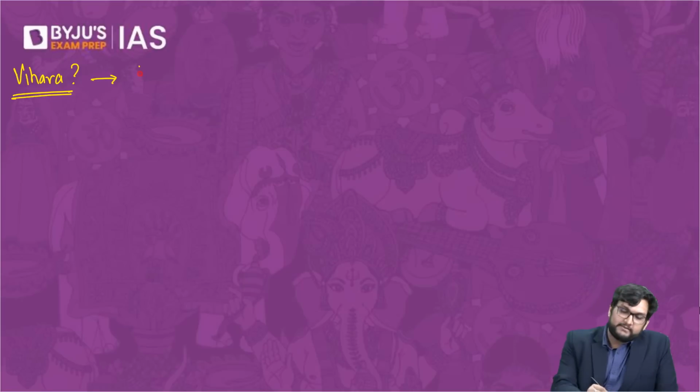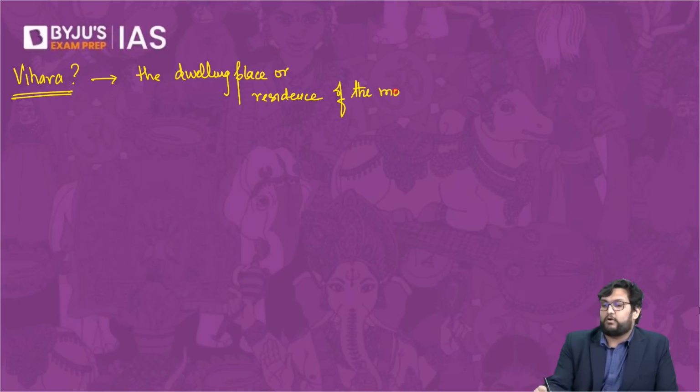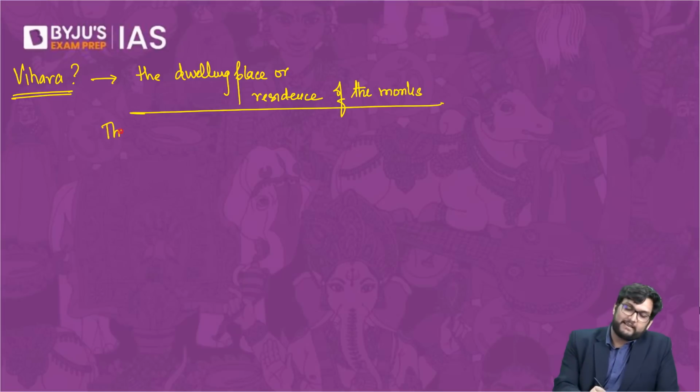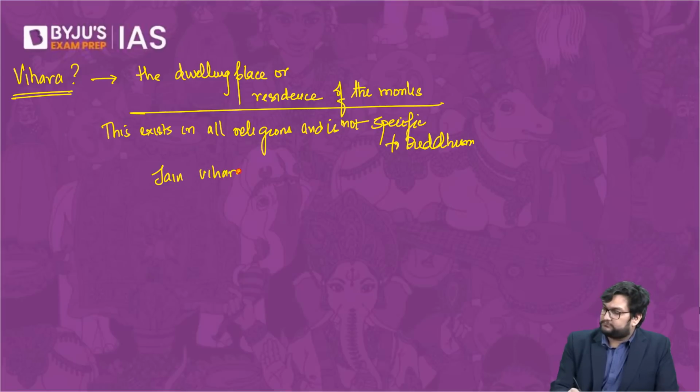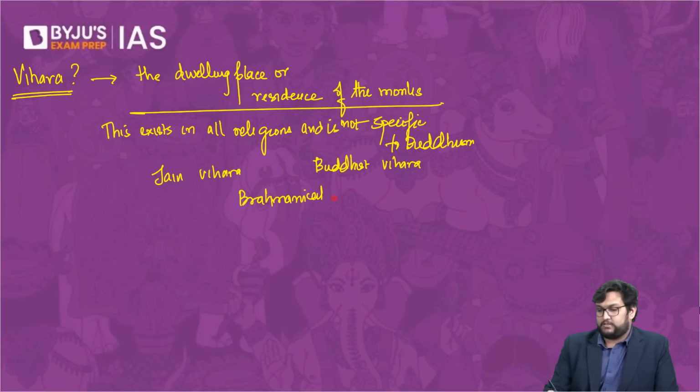Vihara is the dwelling place or residence of the monks. This exists in all religions and is not specific to Buddhism. Meaning, you can have a Jain Vihara also, and you have a Buddhist Vihara also, and you also have Brahmanical Viharas. The name Bihar comes from Vihar, Brahmanical Viharas also.